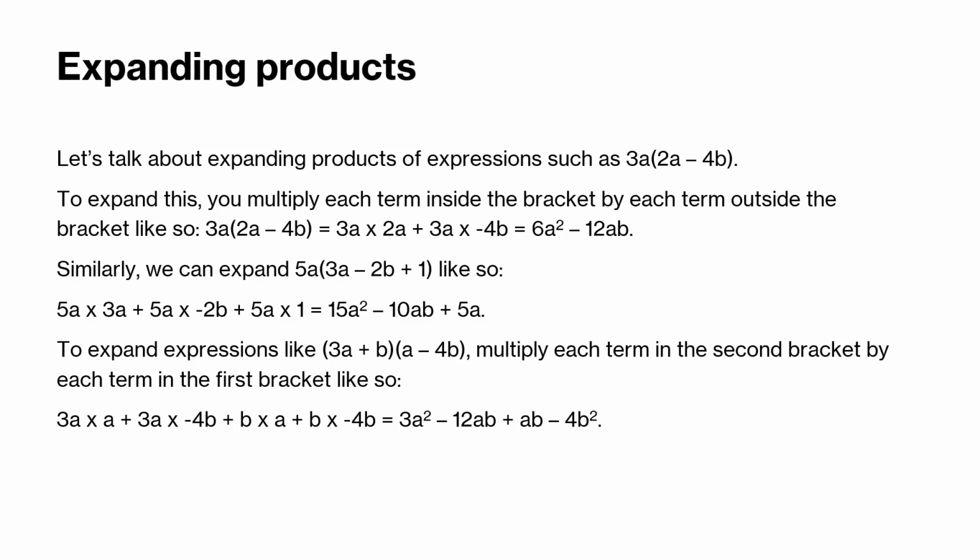We get 3a squared minus 12ab plus ab minus 4b squared, and this can be simplified down even further because minus 12ab and ab are like terms. So we'd add minus 12ab to ab to get minus 11ab.